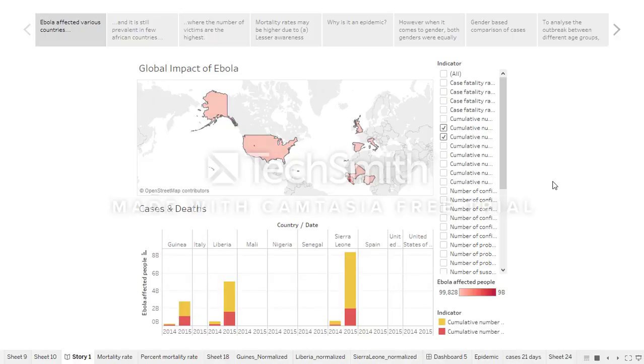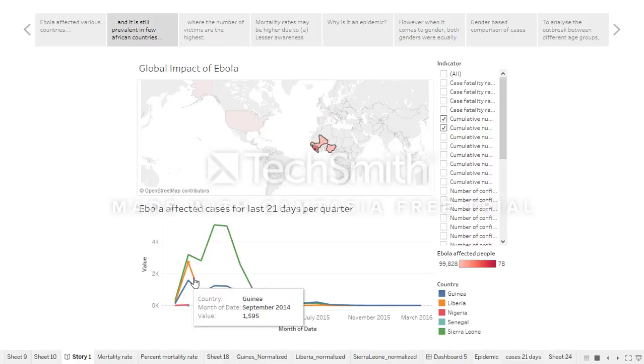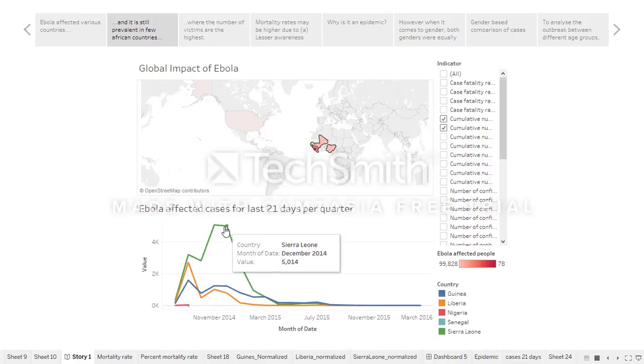From the geographic distribution, it's quite visible that African countries are the worst affected by the Ebola outbreak. In the line graph, we visualize the number of Ebola affected people for the last 21 days per quarter from 2014 to 2016. As we can see, the number of cases increases in the year of 2014 till 2015 until it was finally eradicated in 2016.